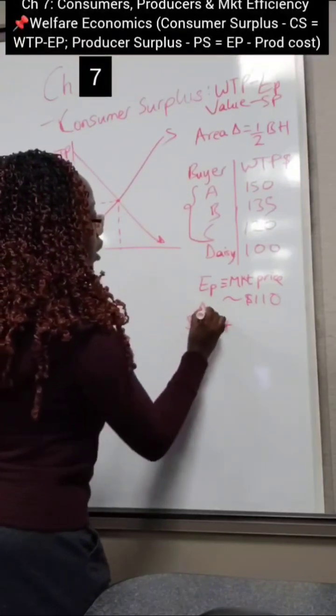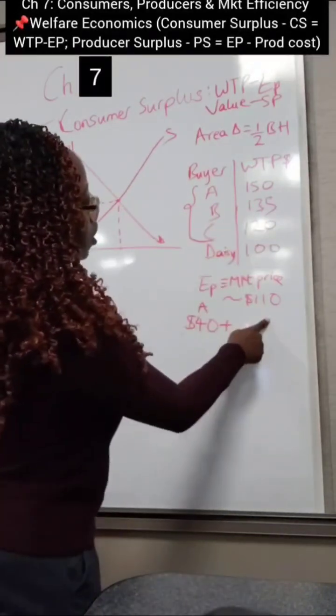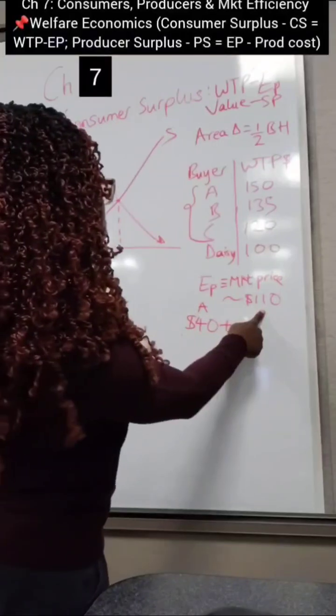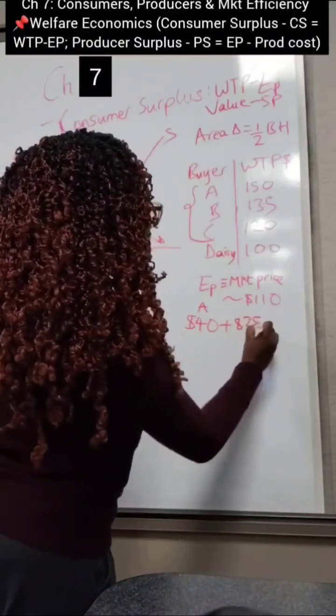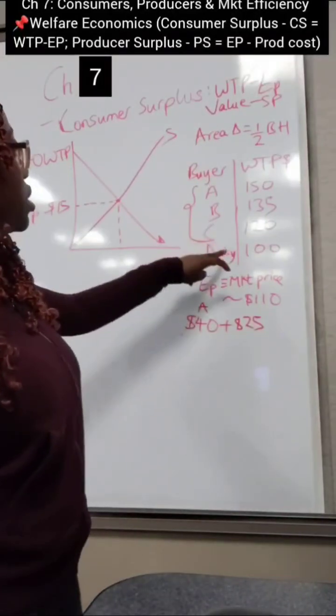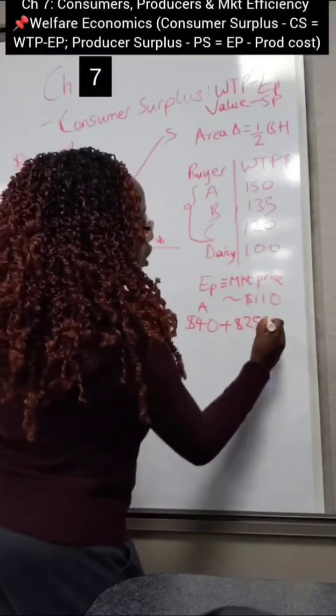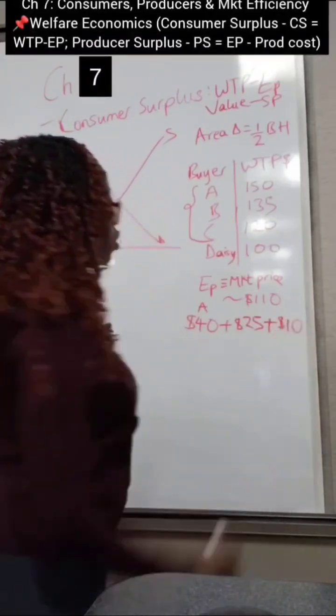And then for buyer B, he's willing to pay as much as $135, and that's going to give you a difference of $15. No, $25. That's going to give you a difference of $25, right? So $135 minus $110, that's a difference of $25. How about buyer C? Buyer C is willing to pay as much as $120, so she's able to save $10 because the market price is only $110, right?